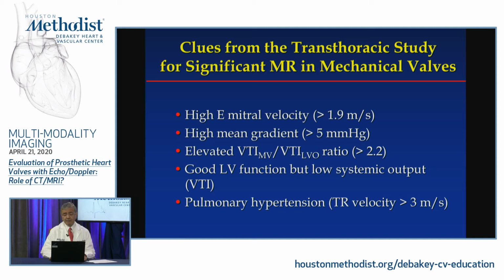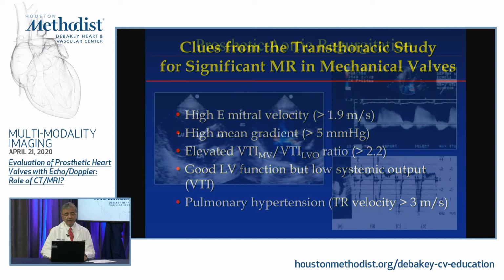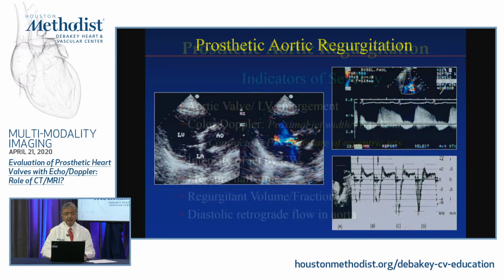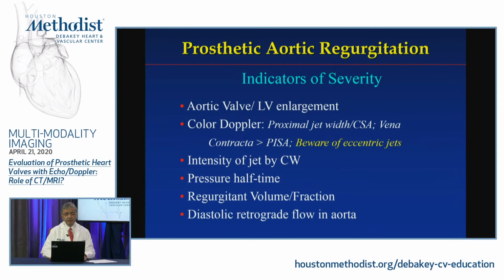Sensitive, but really not specific, because patients may have been left with pulmonary hypertension before. In the aortic position, it is much easier, because you don't have flow masking, and you use the same thing that you would use for native aortic regurgitation, while being aware of eccentric jets, depending on what the mechanism of regurgitation is in prosthetic leaflets.